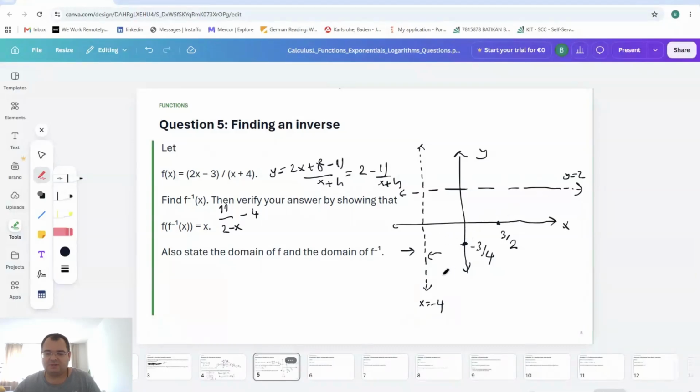So your function, when you reach from the right side, is going to minus infinity. When x goes to minus 4 from the right side, it's going to minus infinity. When x goes to infinity, it is getting closer and closer to y equals 2. So that's why you can draw the graph like that.